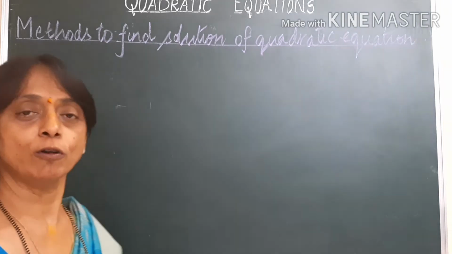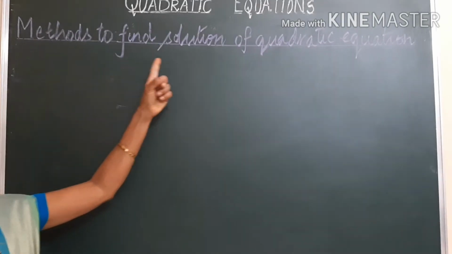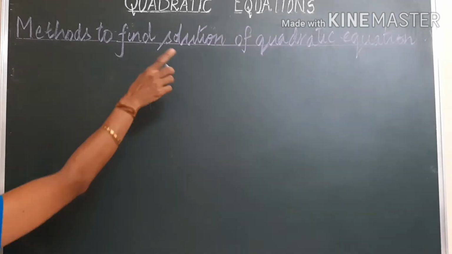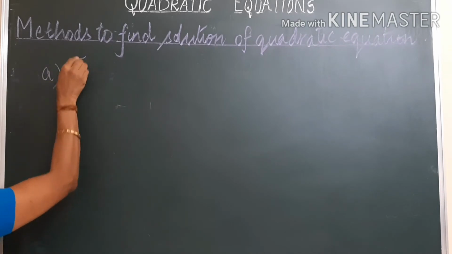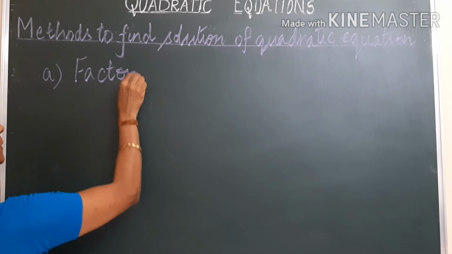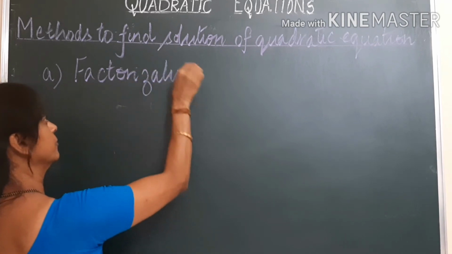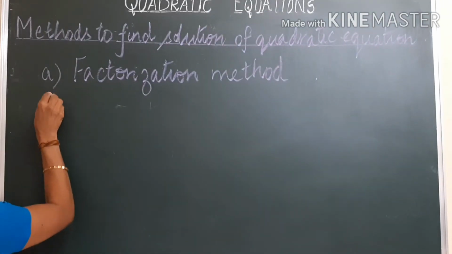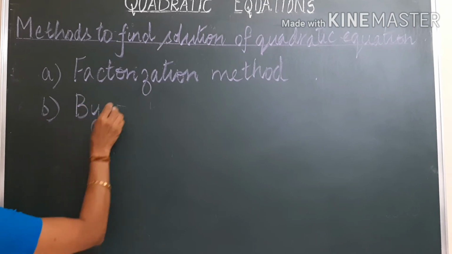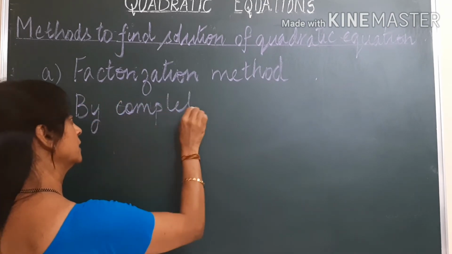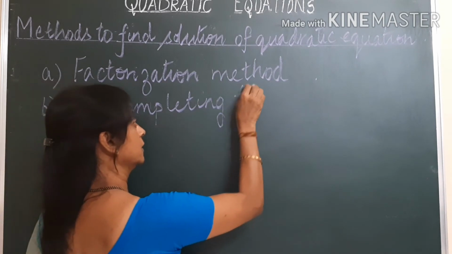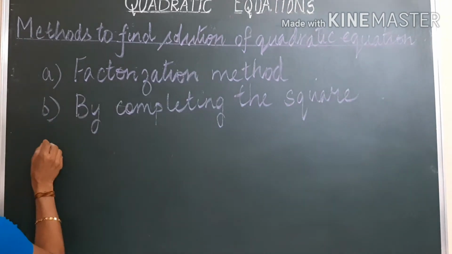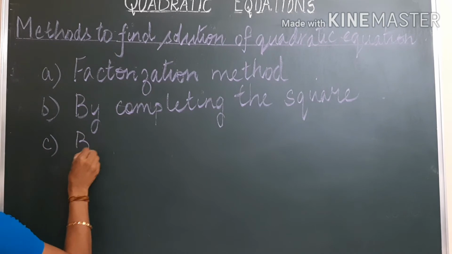Now children, let's move on further to find the method of finding the solution of a quadratic equation. There are three methods to find the solution of a quadratic equation. First is the factorization method. Second is by completing the square, and the last one is by using the formula.